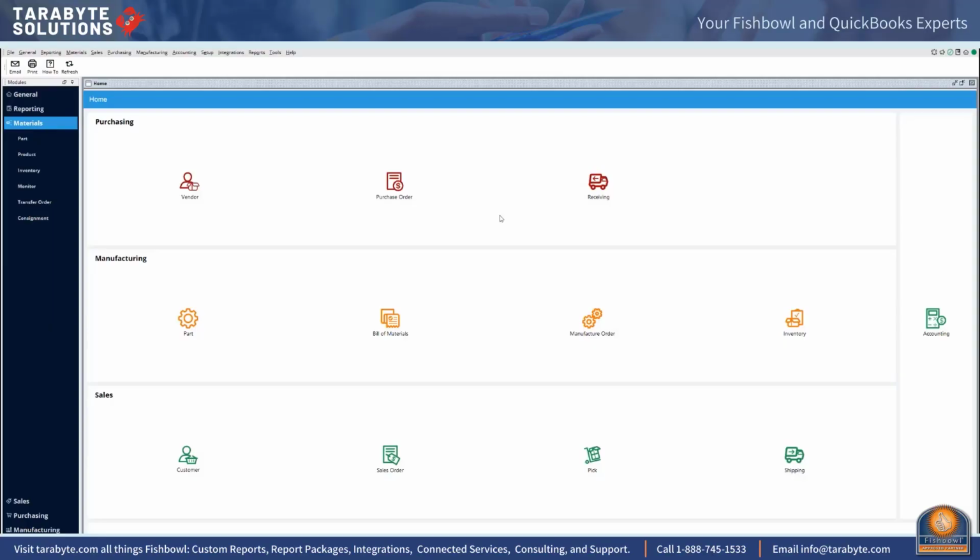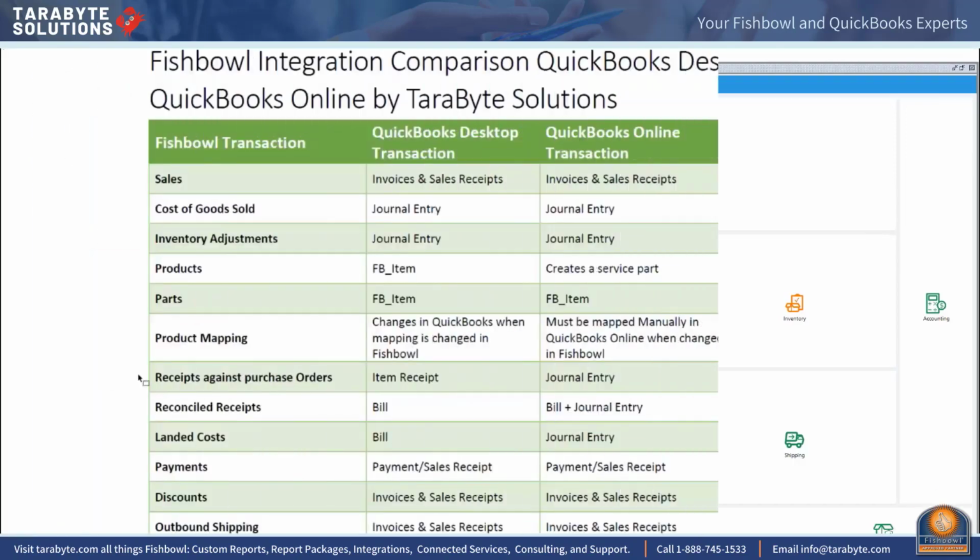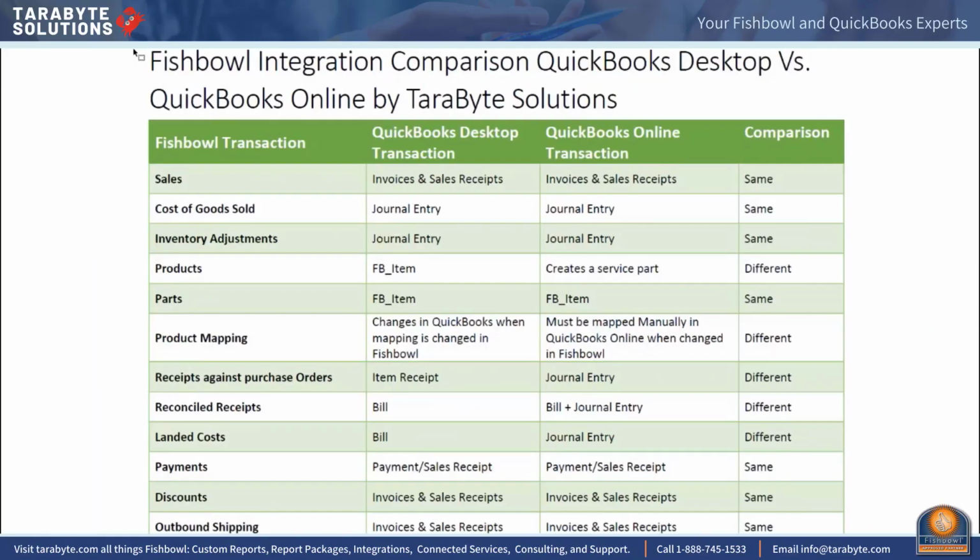Anyway, today we're going to talk about the integration with QBO and the integration with QB Desktop. Right here, I'm going to bring up a little comparison chart. Certain things are exactly the same and certain things are different. So sales are the same, cost of goods sold is the same, inventory adjustments the same.